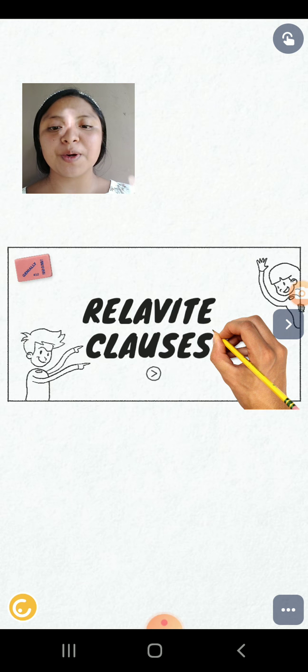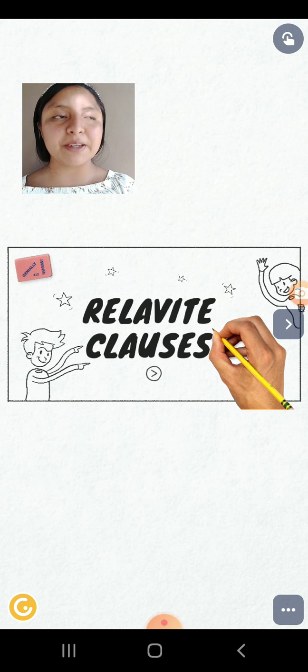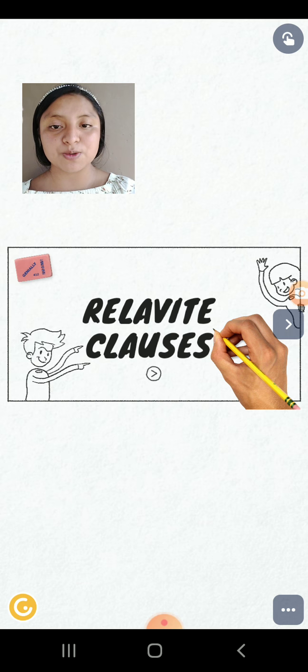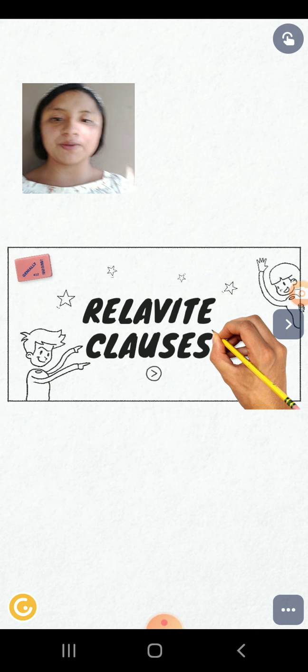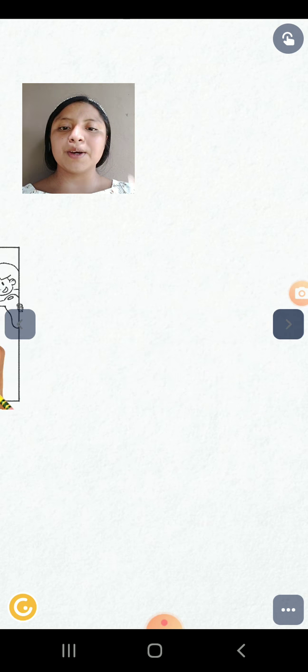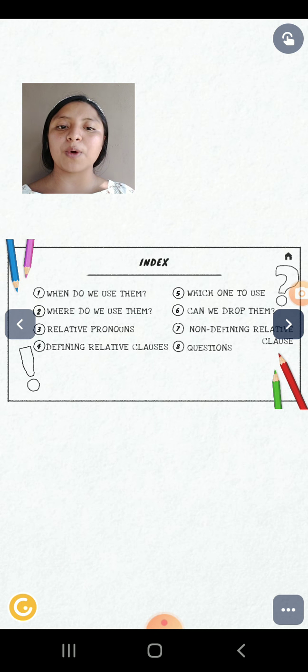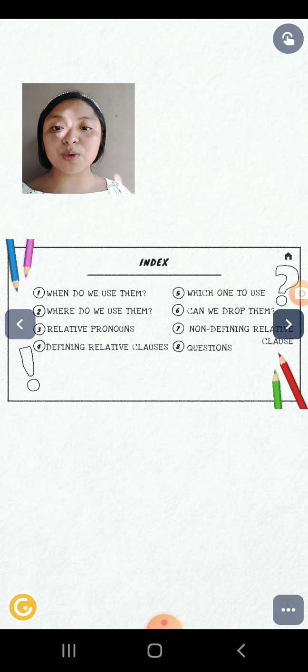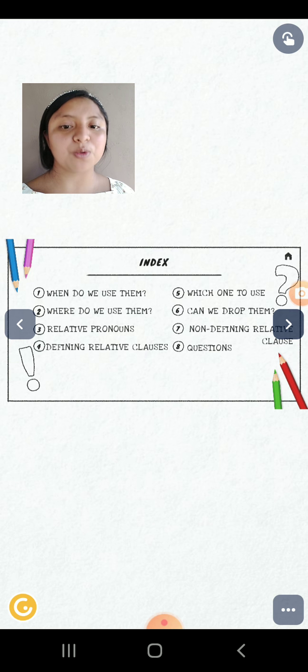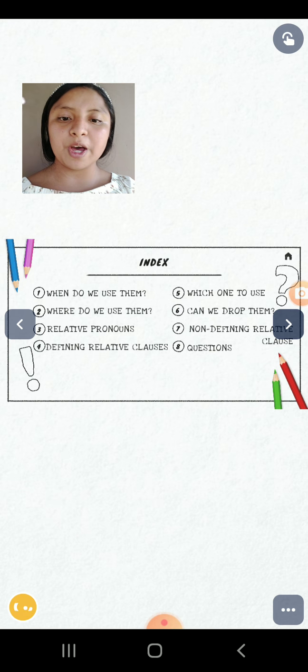Well, today we are going to be learning about a topic in relative clauses. This is going to be our topic for today, and I will present the agenda for today. We are going to learn when we use them, where we use them, some relative pronouns, and also we will be learning about defining and non-defining relative clauses. And at the end, if there are some questions, absolutely we are here to help.